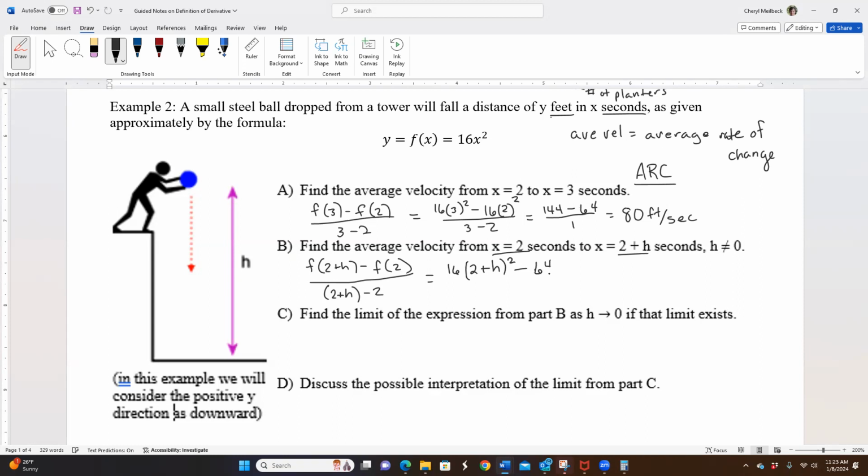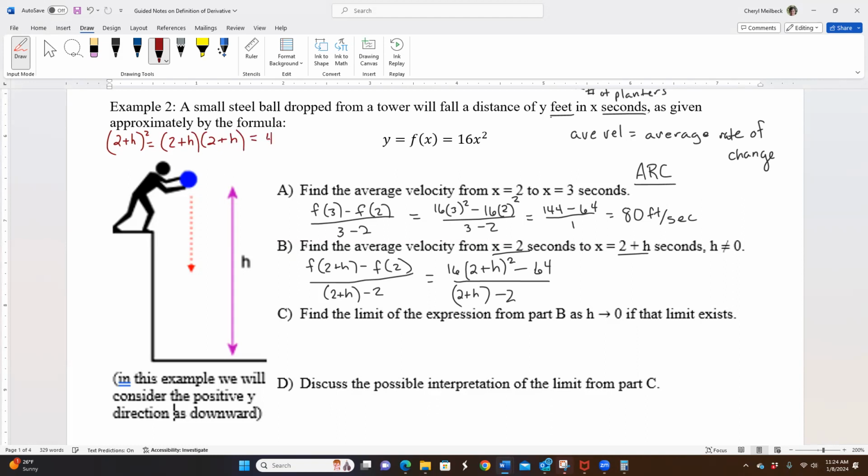So we can write 64 over 2 plus h minus 2. Now, this is where we find students make mistakes quite often. You cannot distribute the 16 to the h. You must do the 2 plus h squared first. I'm going to do that over here. 2 plus h squared means you're squaring the whole binomial, and you have to FOIL it, for lack of a better term.